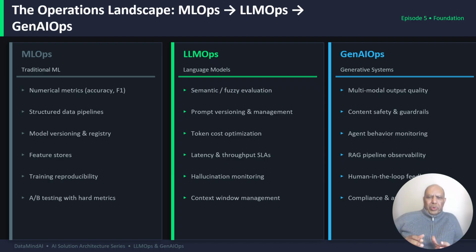Before we dive into implementation, let us get vocabulary straight, because I see teams mix these up constantly. So we have machine learning ops, which is MLOps. Born in 2017 to 2019, it was designed for scikit-learn and XGBoost models. You know your loss function, you measure accuracy numerically, it is a deterministic pipeline.